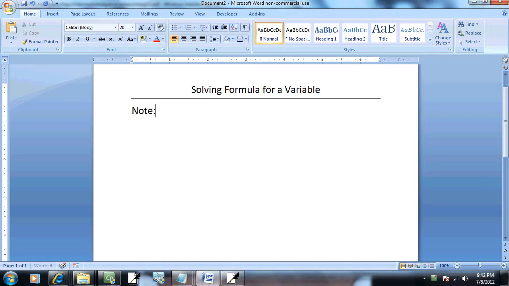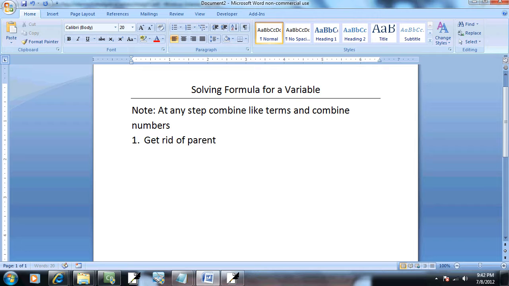Though I don't know if I've ever had to use this note, let me go ahead and put it. At any step, combine like terms and combine numbers. You use that a lot in solving equations, but not so much in these type problems. First step, get rid of parentheses. And you do this via the distributive property.